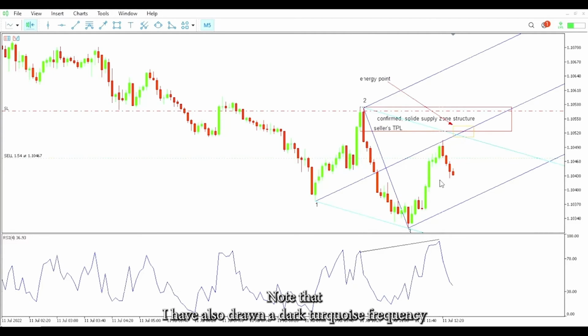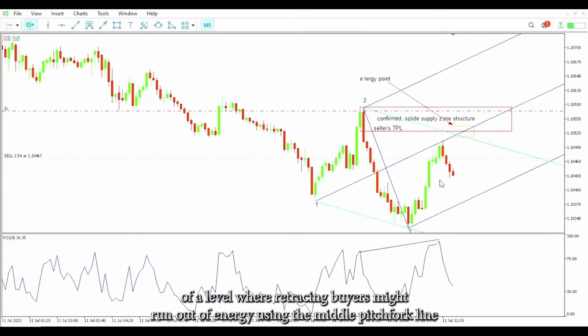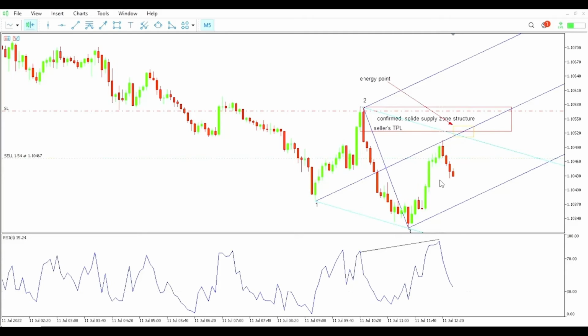Note that I have also drawn a dark turquoise frequency line connecting lower lows vectors 1 and 3, the same line is extrapolated to high 2 respecting the same angle. The purpose of the pitchfork in the context is to establish an approximation of a level where retracing buyers might run out of energy, using the middle pitchfork line. And the extrapolated frequency line is used to establish an approximation level where strong sellers will take control of the market again in the near future.